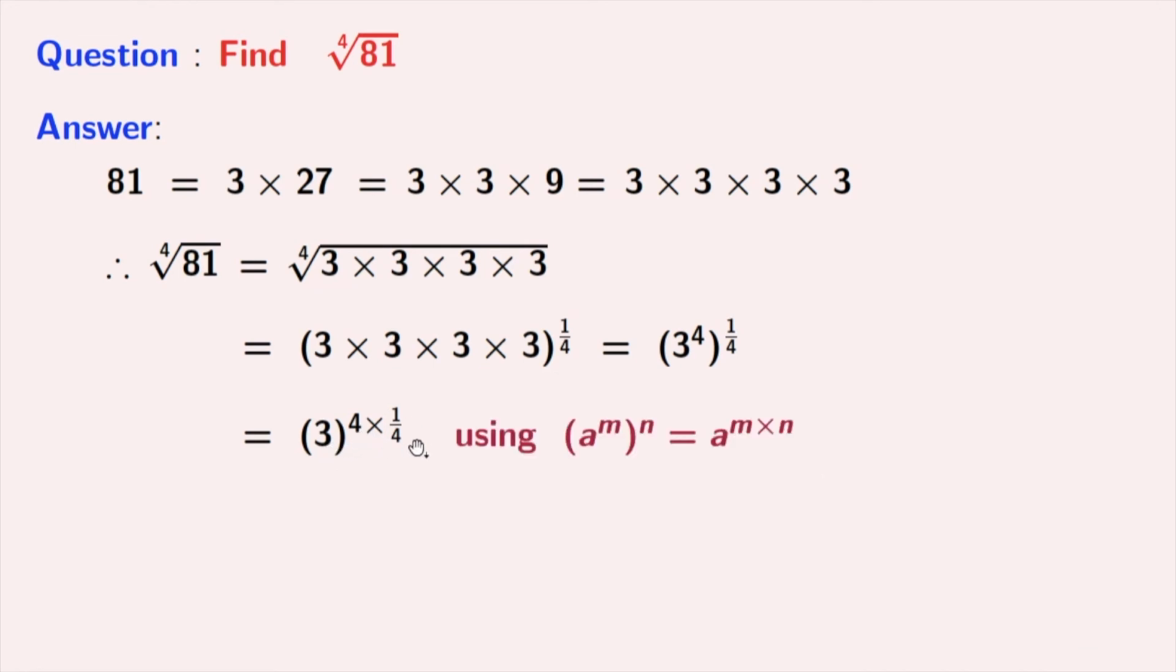Using the rule of a power m power n is equal to a power m times n. Here a is 3, m is 4 and n is 1 by 4. Now look that in the power, 4 and 4 get cancelled. So we have 3 power 1. That means 3. And this is our expected answer.